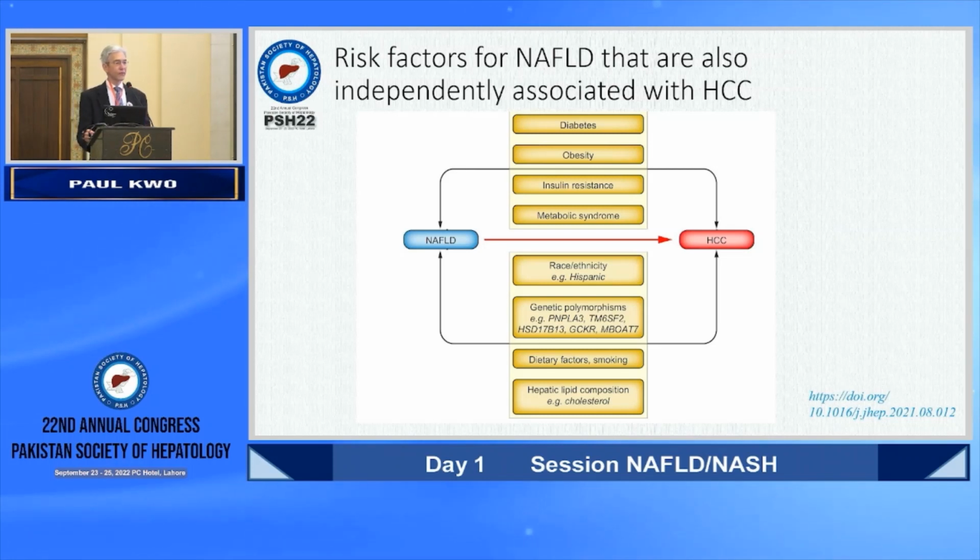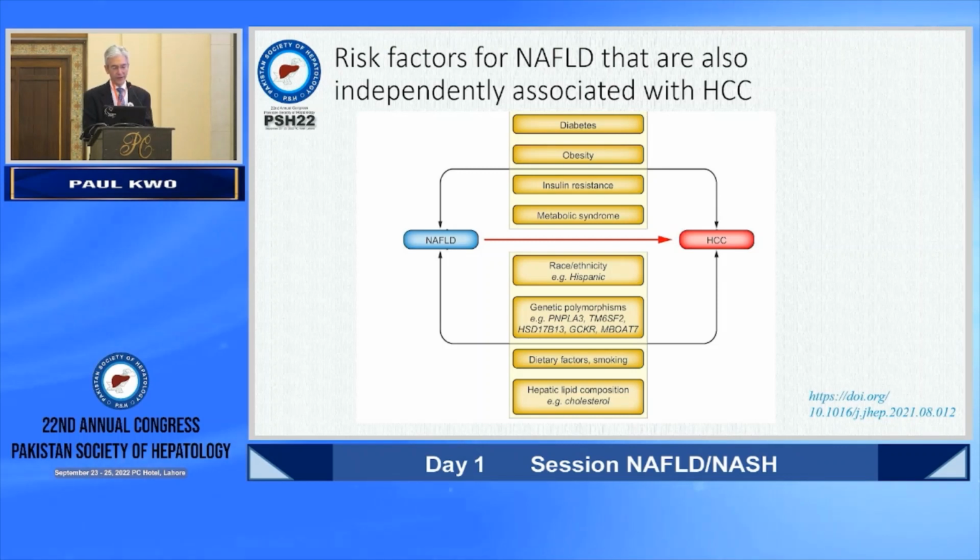There are also factors which are fixed, and of course, we know that those of Hispanic ethnicity are at higher risk for NAFLD. There are genetic polymorphisms now that are being identified. Some of you know one of the first ones that was reported with severe NASH was PNPLA3, and it's not surprising now that PNPLA3 is also the strongest genetic polymorphism that's been associated with NASH-related HCC as well.